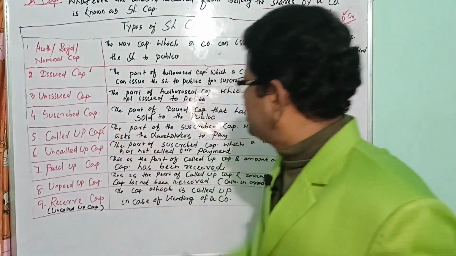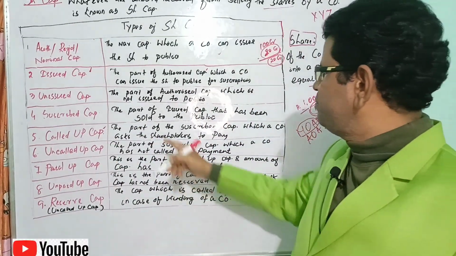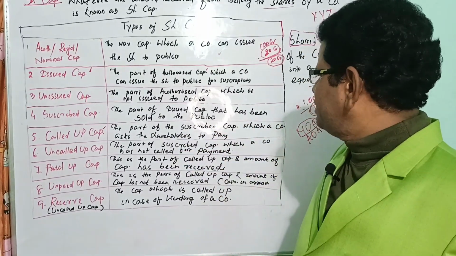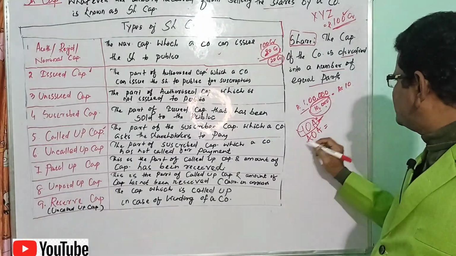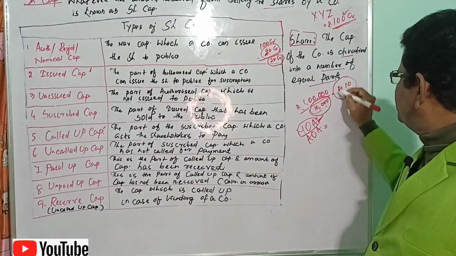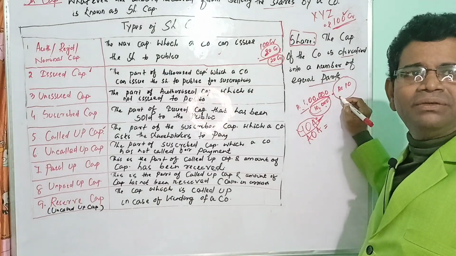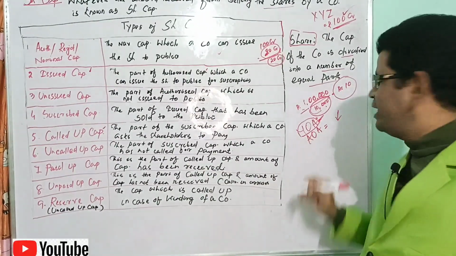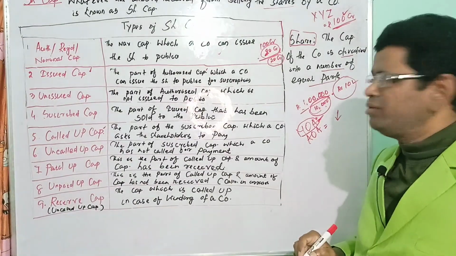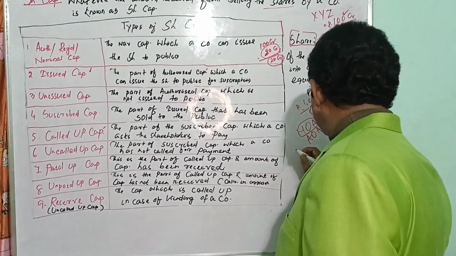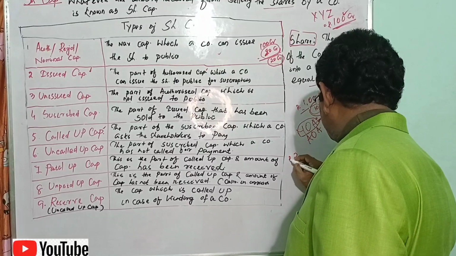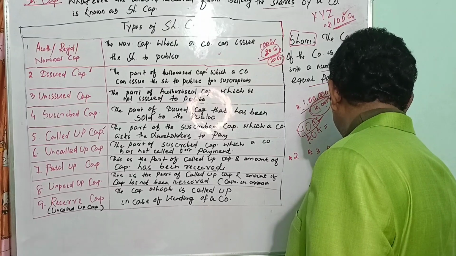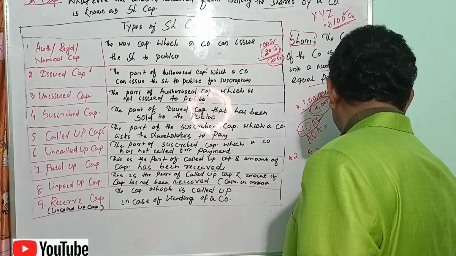The fifth one is called up capital. What is the called up capital? The part of the subscribed capital which a company asks shareholders to pay. Let's take an example. Here the price of one share is rupees 10. The company will not call 10 rupees at a time. So in this way, rupees 2, rupees 3, rupees 2, again rupees 3.